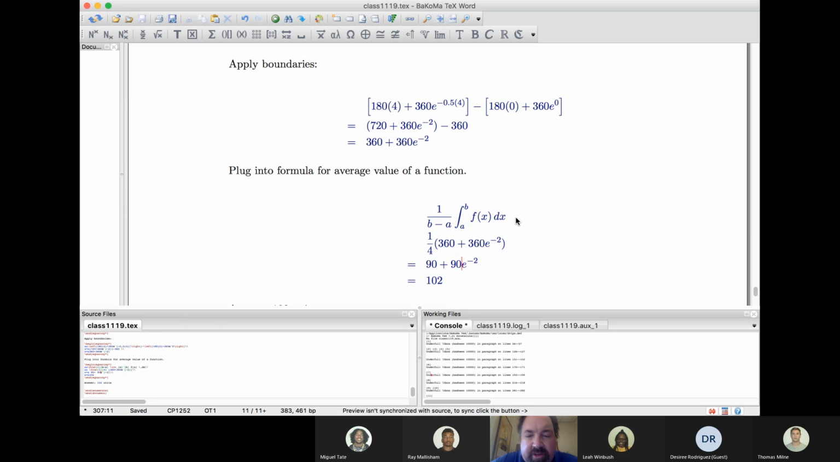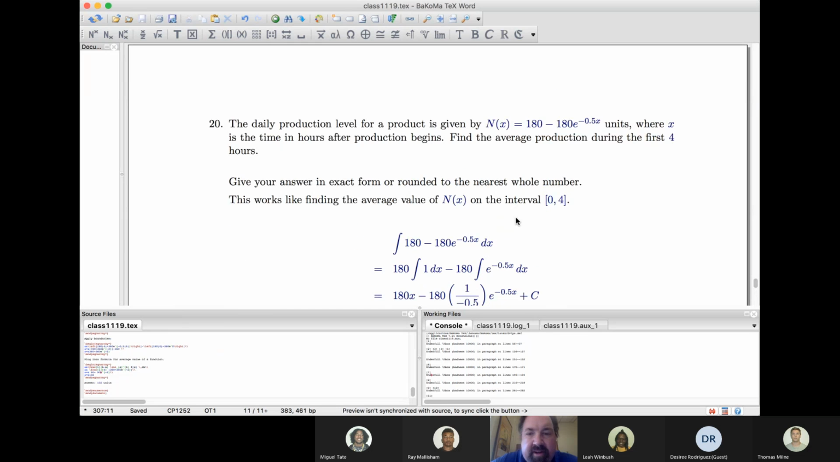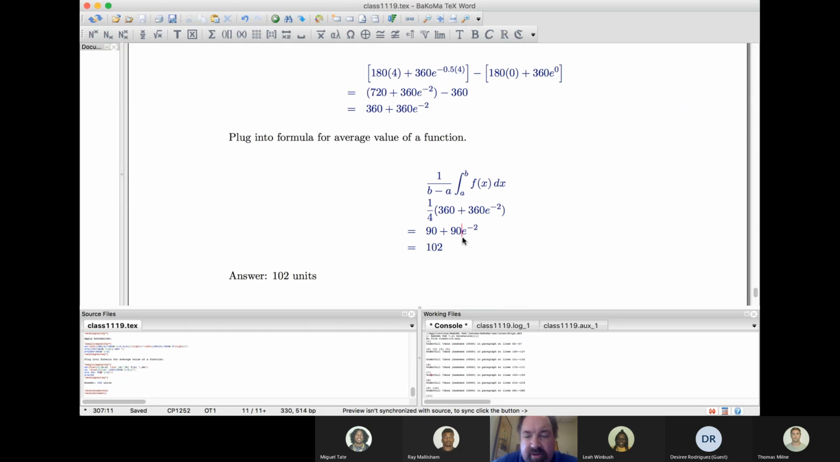Now, what form do they want the answer in? Rounded to the nearest whole number, or an exact form. So this would be the answer in exact form. Or if you work this out in your calculator, what you would get is 102.18, et cetera, but you're rounding to the nearest whole number, so that would end up being rounded down to 102.